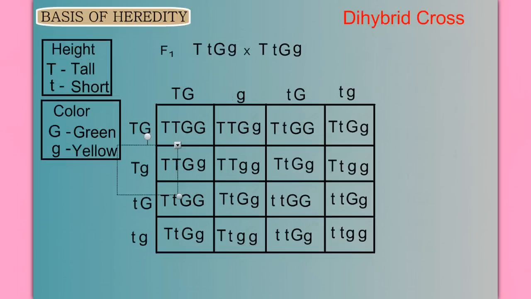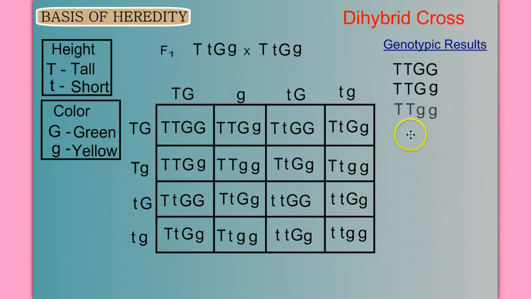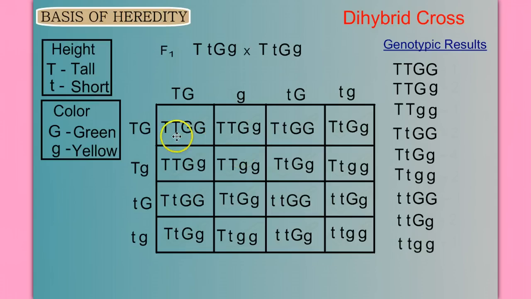The next step is to record our results. First, the genotypic results. We have to write down each possible genotype. As we look through the Punnett square, we see that there are 9 different possible outcomes. Now we have to count how many times each shows up. I'm going to mark them off as I find them.